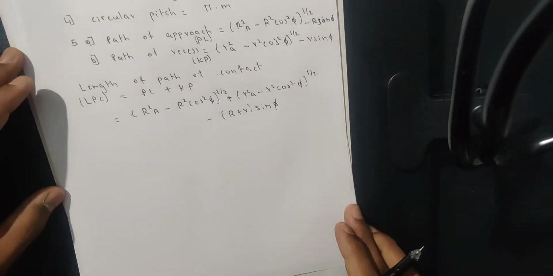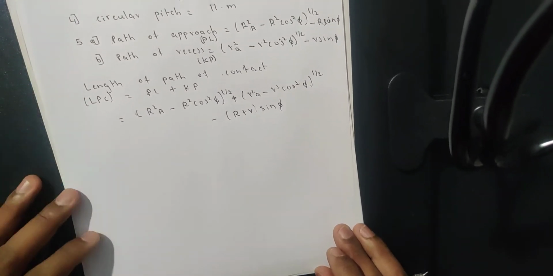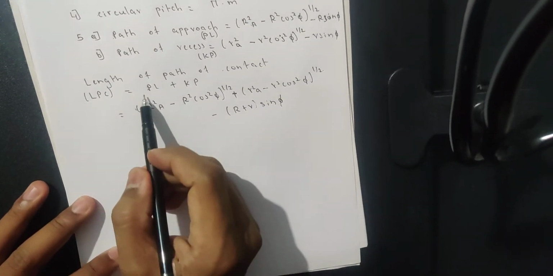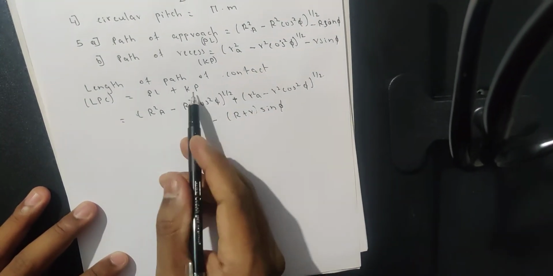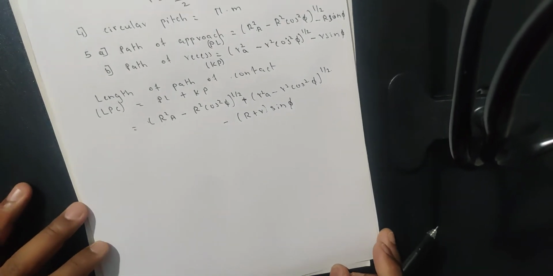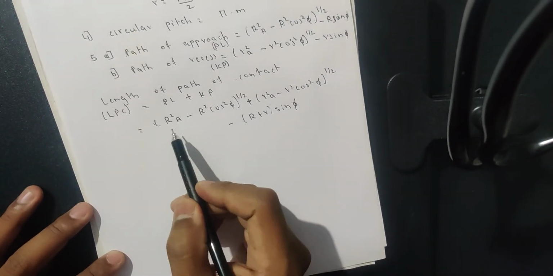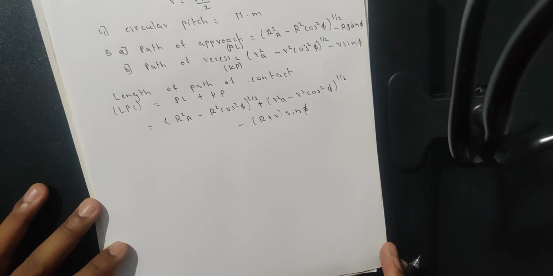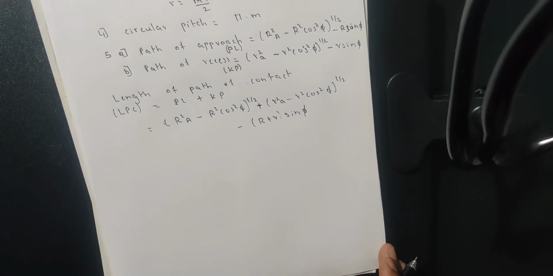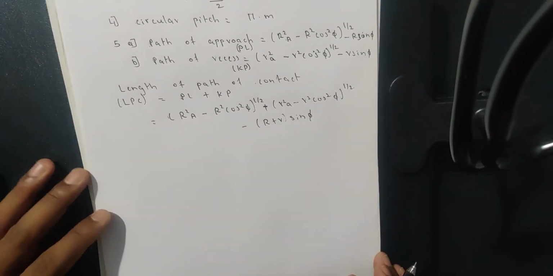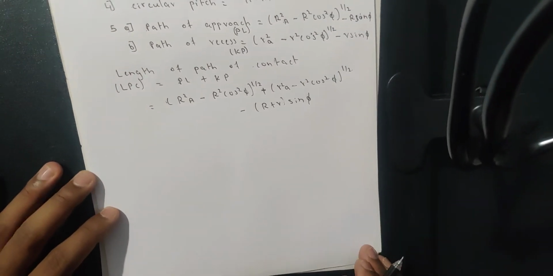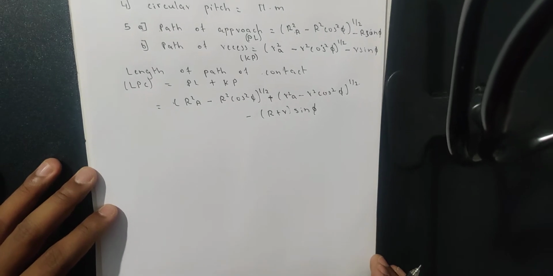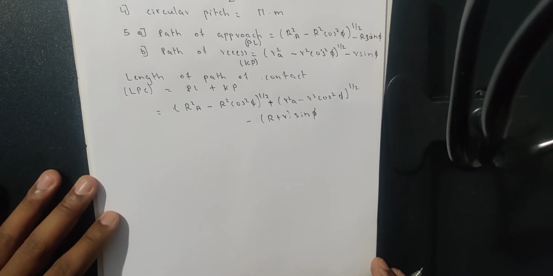This will be called the length of path of contact. Length of path of contact is nothing but the addition of path of approach and path of recess. We will be writing these values, and we can also calculate these RA. I have the formulas and I will be sharing that. So this is about the length of path of contact. You have a derivation for this, but the derivation is for self study. I am just extracting the formulas and presenting them here.